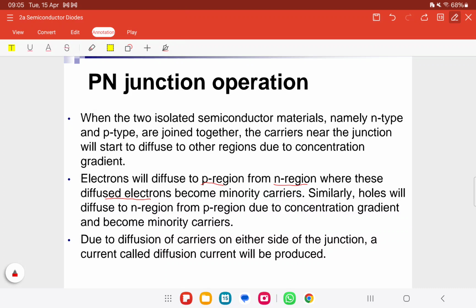Electrons move daripada N type to the P type. Dia pergi dari N ke P, and then we can have the diffusion current. That is the first current yang ada in the PN junction.